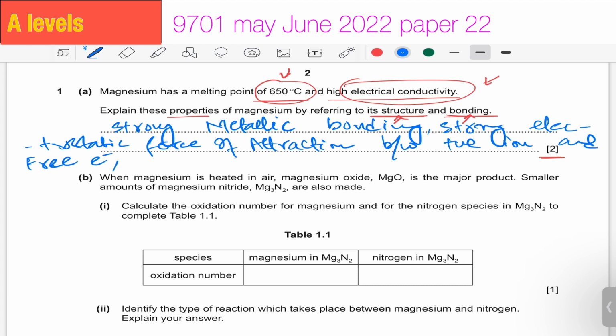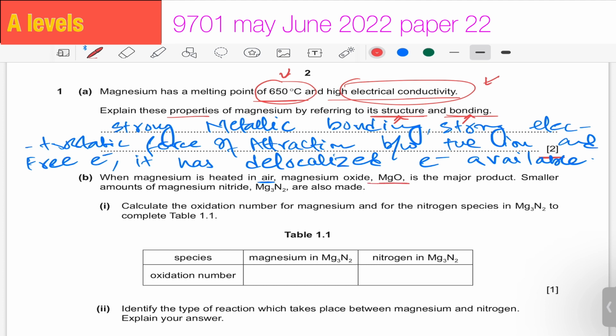All right, and why can it conduct electricity? Because it has free electrons or delocalized electrons available. So that's why it can conduct electricity. So it was a simple question. Now the next part is that when magnesium is heated in air, magnesium oxide is the major product.